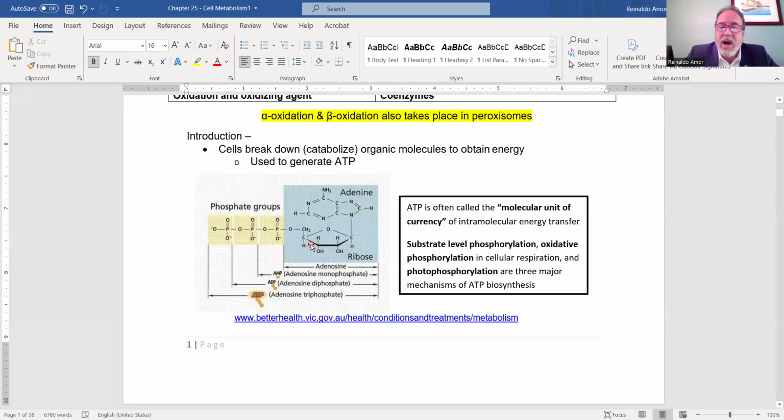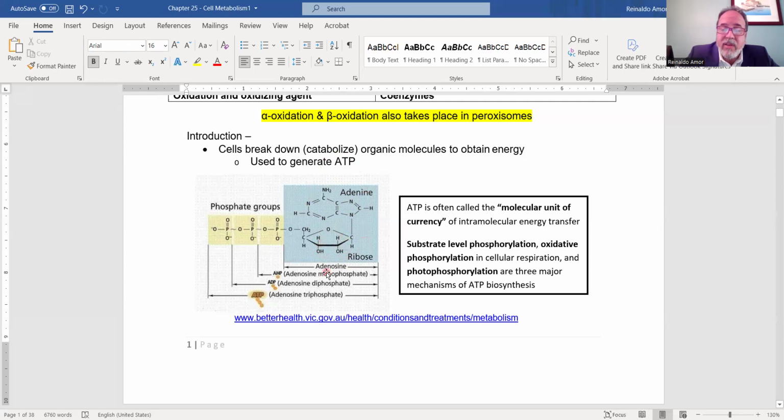So here I show you how ATP looks. ATP is nothing more than adenine. Now, adenine is a nitrogenous base. You have what are known as purine and pyrimidine bases in DNA and RNA, and adenine is one of the nitrogenous bases. Notice that it's linked here with a pentose sugar, a sugar of 5 carbons. We call that ribose.